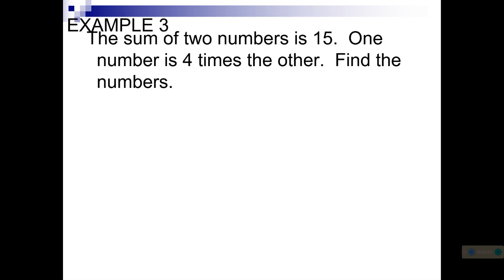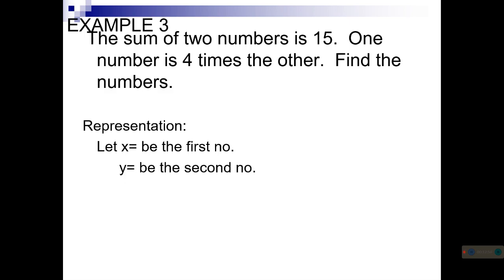Okay, so let's proceed with number 3. The sum of two numbers is 15. One number is 4 times the other. Find the numbers. So, what will be our representation? Yes, you can still use x as the first number and y as the second number.